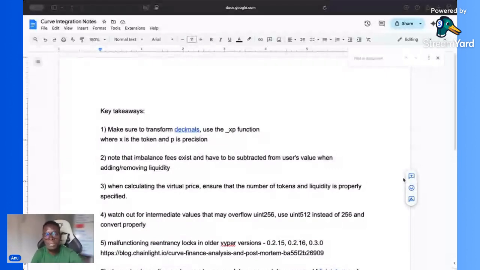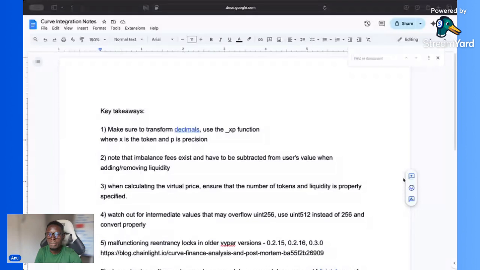Today we'll be looking into Curve V1 and V2. That's the stable swap and crypto swap. Now, there have been some integrations, some spin-offs from this that have gone not so well. There are a few publicly available reports you can check out.